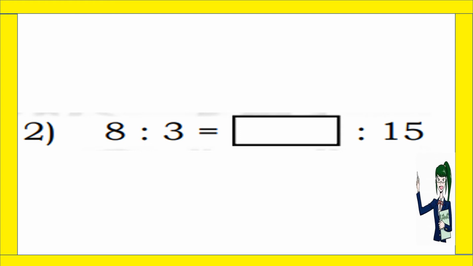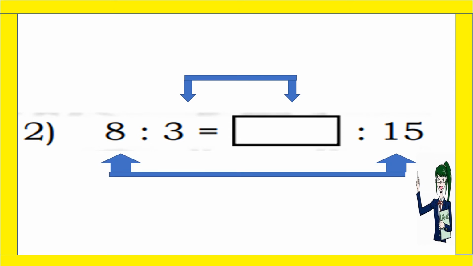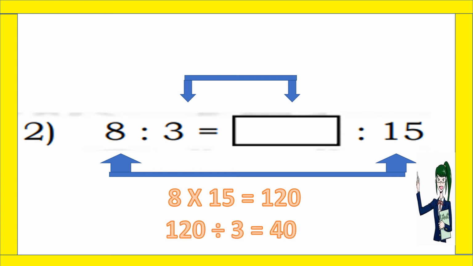Number 2. 8 to 3 equals blank to 15. Now the complete are the extremes. So get the product of the extremes. 8 times 15 equals 120. Then divide by 3. 120 divided by 3 equals 40. So the missing part is 40.